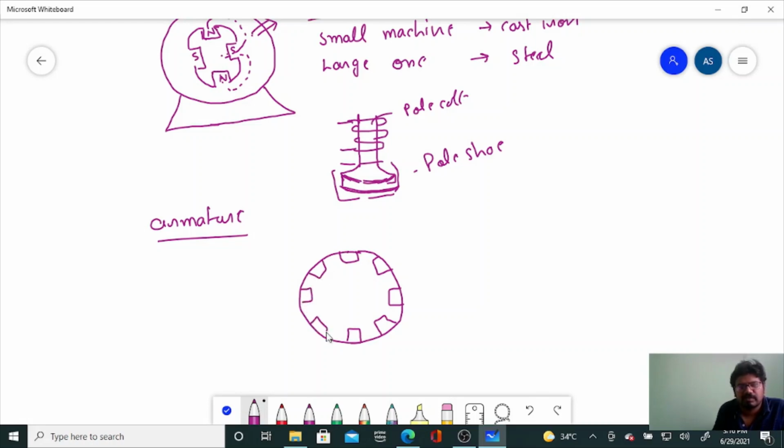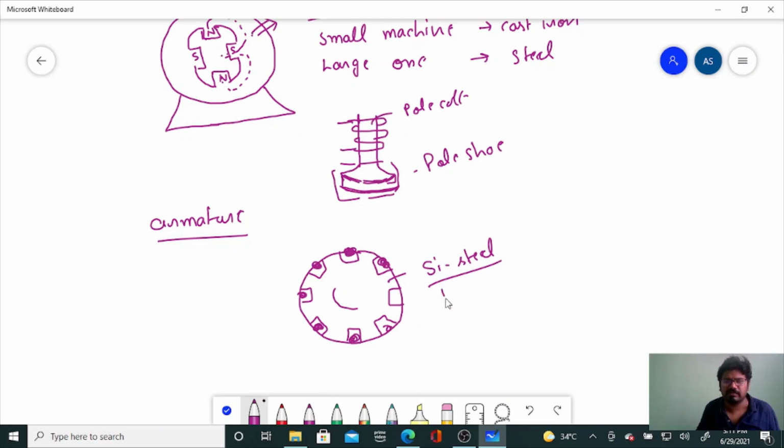In these slots we have the armature winding. In these open slots we'll have conductors. This core portion is made up of silicon steel, and it is obviously a laminated one. We use the laminated core to reduce the eddy current losses.